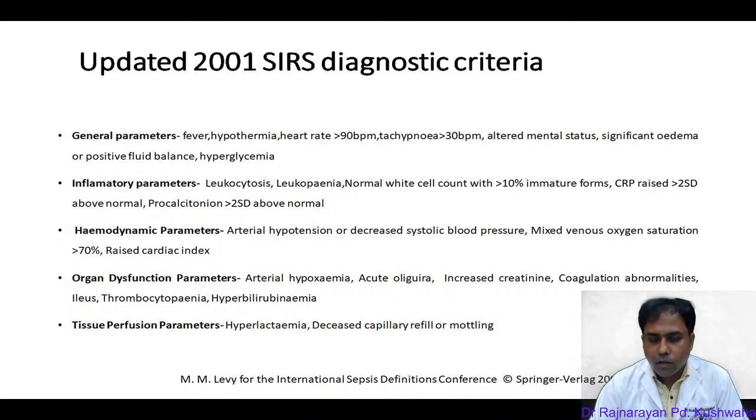Some organ dysfunction parameters are arterial hypoxemia, acute oliguria, increased creatinine level, and coagulation abnormality like prothrombin time and APTT, which may be increased, and some ileus, thrombocytopenia, and hyperbilirubinemia. These are the organ dysfunction parameters. If some organs are dysfunctional, then these parameters are disturbed. Tissue perfusion parameters are like hyperlactatemia and decreased capillary refill or mottling.